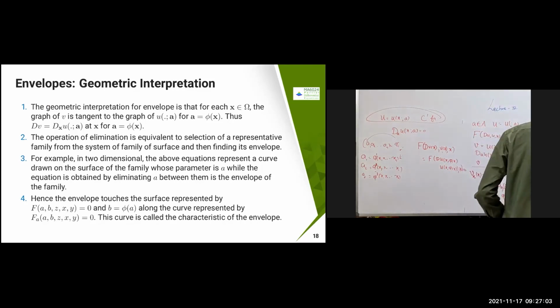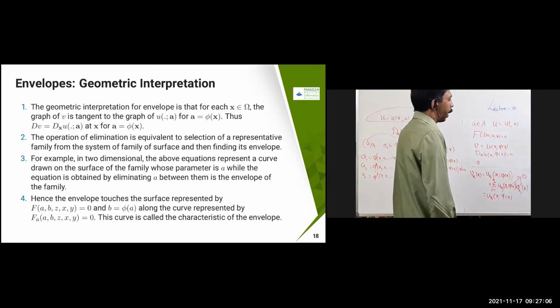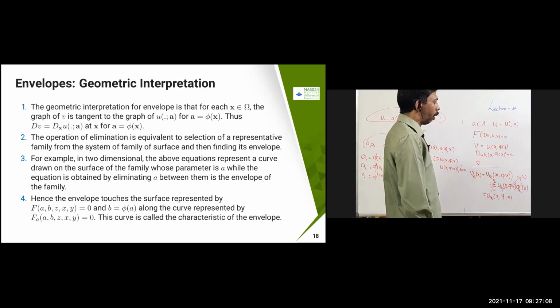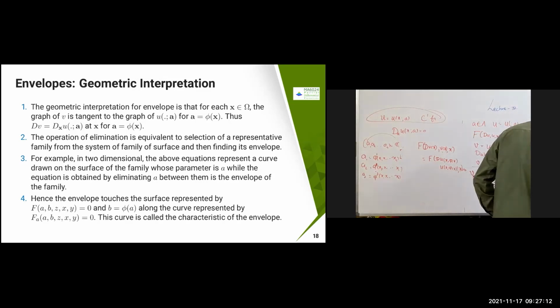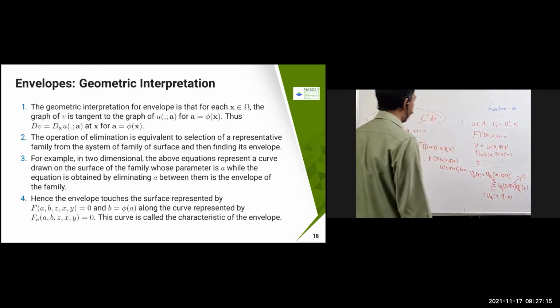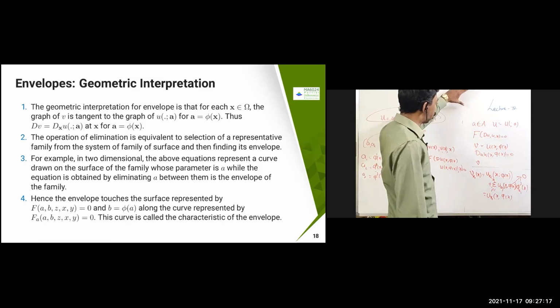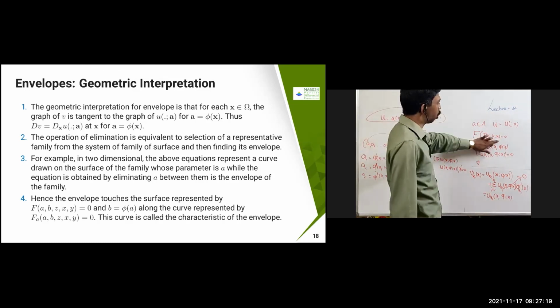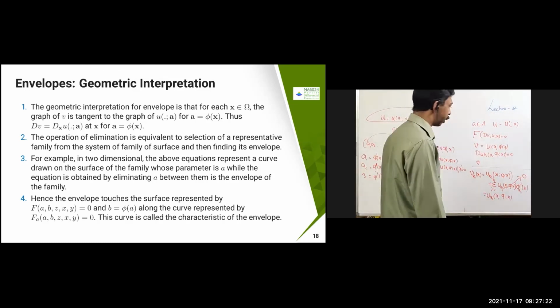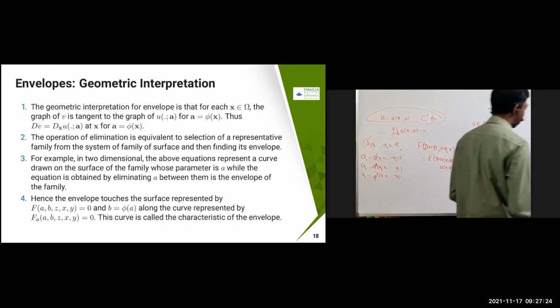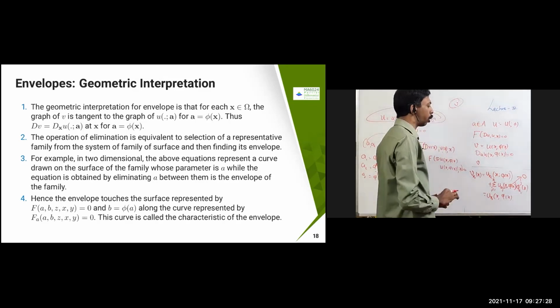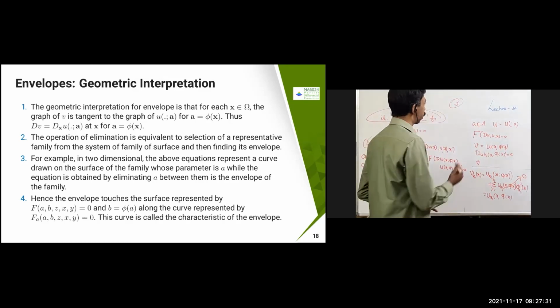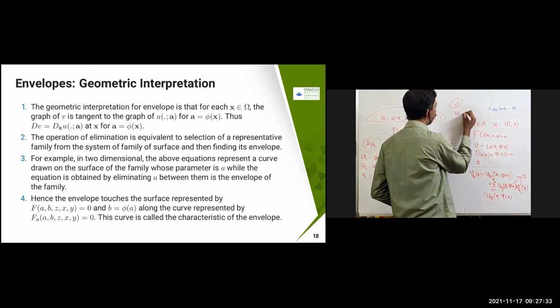This is a very simple proof. So let us see the geometric interpretation of this envelope. What is the geometric interpretation of that? The geometric interpretation of the envelope is that if I fix an x belonging to omega, then you are going to get a graph, the graph of v. The graph of v is going to be tangent to the graph of u comma a, for a equal to pi of x.